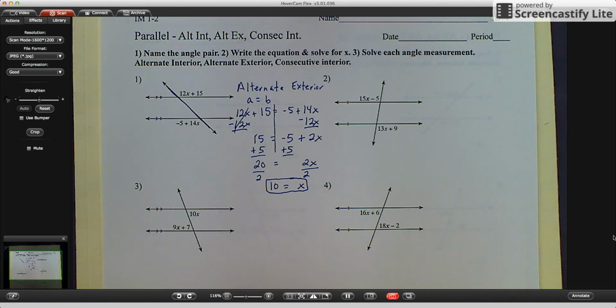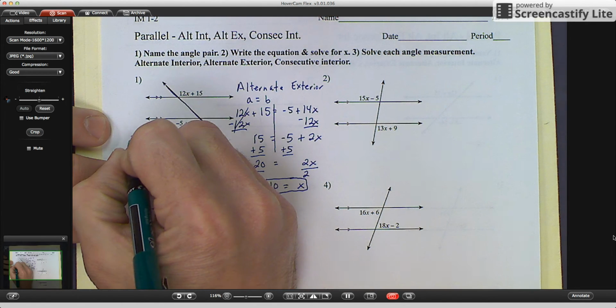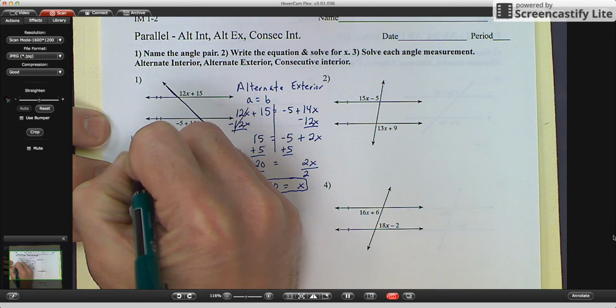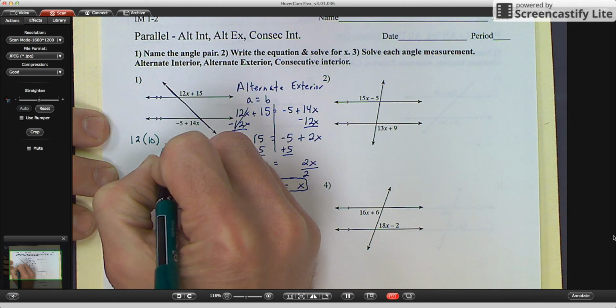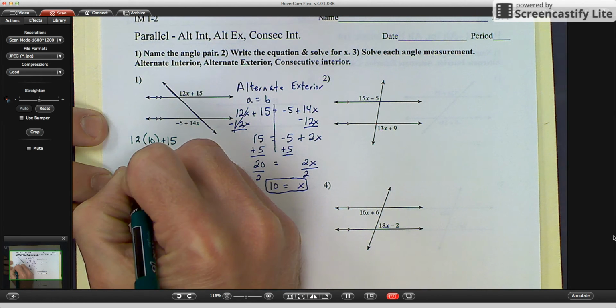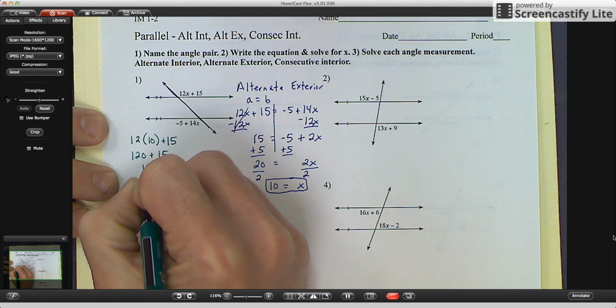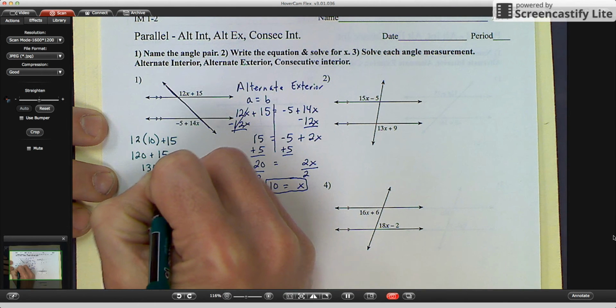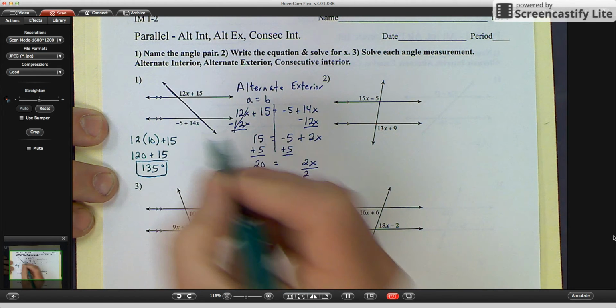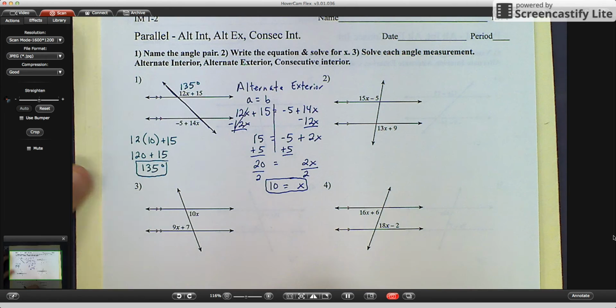So I have written my equation, I have solved for x, and now the third step, the last step, is I'm going to substitute back in to determine the value of the angles. So 12x plus 15 would be 12 times 10, because we know x equals 10, plus 15. 12 times 10 is 120, plus 15 would be 135 degrees. Now, as I look up here, that makes sense because it is an obtuse angle, and it needs to be greater than 90 degrees.